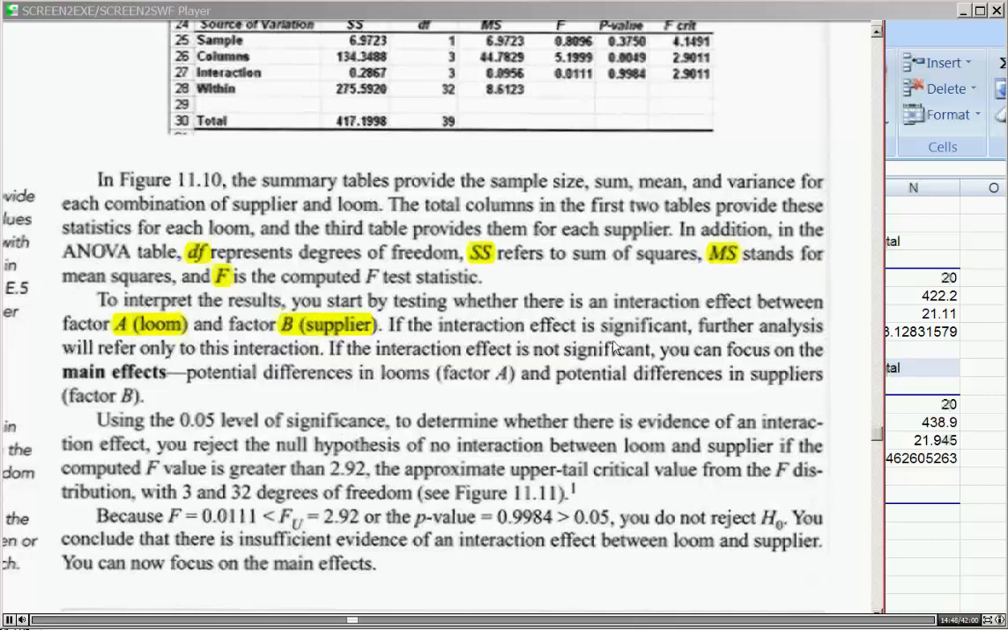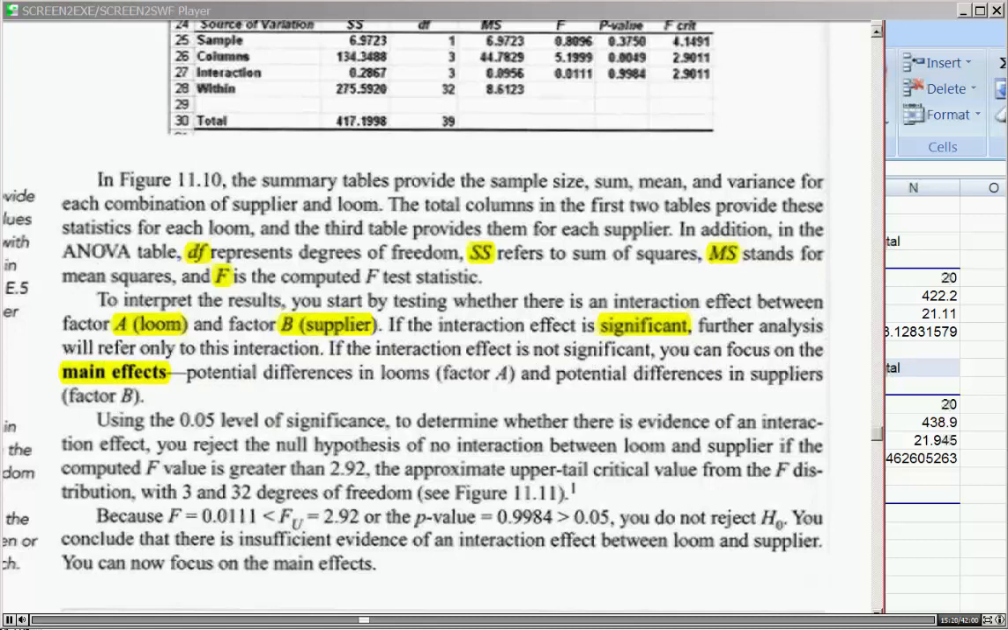If the interaction effect is significant, that means we're sure it's not due to chance. We're sure to a certain degree expressed in percentage points that it's not due to chance. If the interaction effect is significant, further analysis will refer only to this interaction. In other words, we'll be looking at interaction only. If the interaction effect is not significant, you will focus on the main effects.